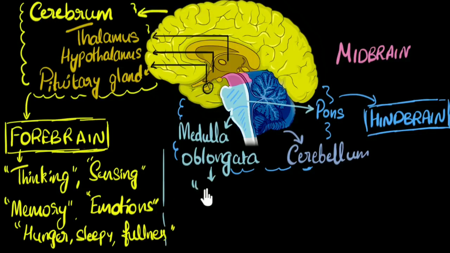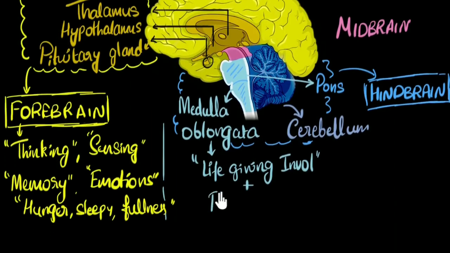Okay, so we'll say life-giving involuntary processes. I'll just write involuntary, okay? Involuntary processes. That means these are the most essential for life, like your heart beating, your breathing, digestion, all of those essential things are taken care of by your medulla oblongata. Along with that, it also controls some of your reflexes.